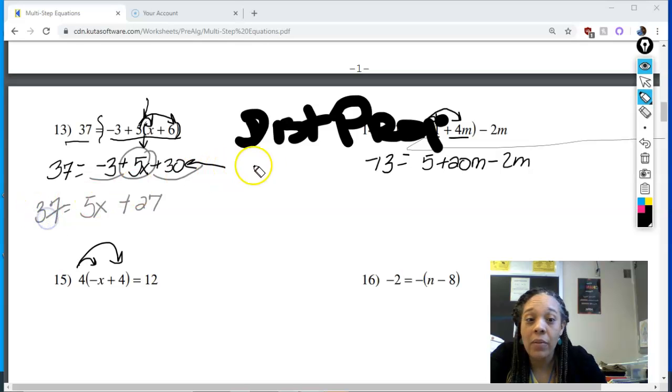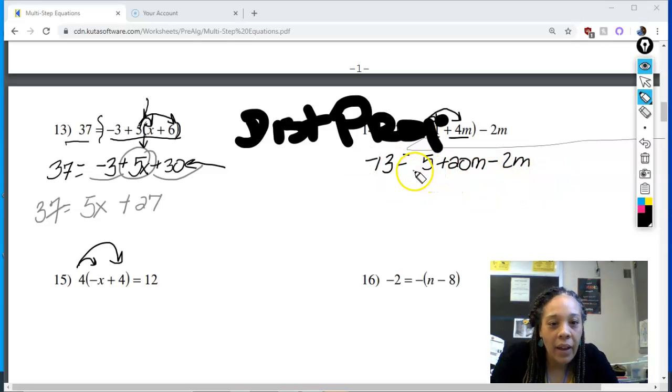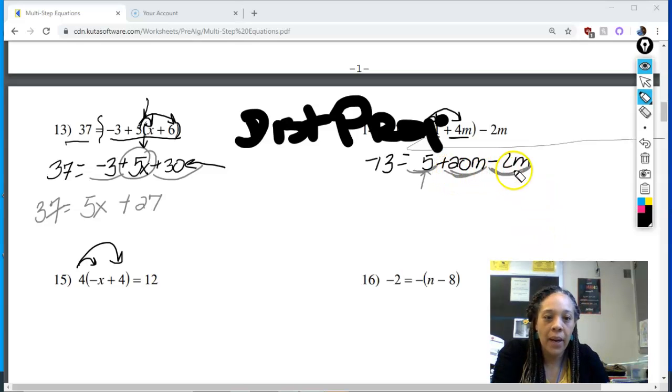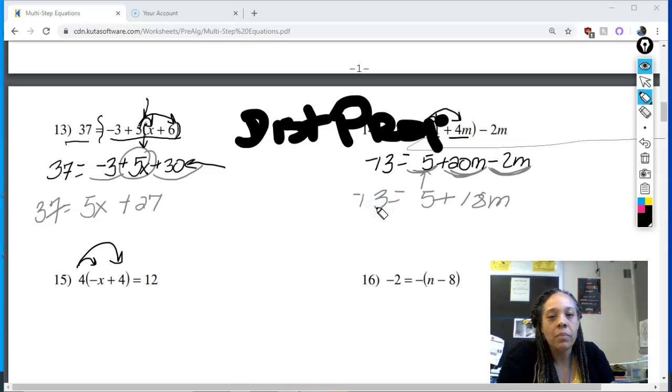Okay. So how would you combine the like terms over here on number 14? Well, 5 is a constant on its own. I have 20m minus 2m. Those two are the like terms because they both have that variable m. So pay attention to that. So 20 minus 2 is 18m. Bring the rest down: 5 plus 18m. And we still have -13. So if you see what I'm doing, I'm showing you step by step for each of the problems. We haven't completed any of these problems yet.